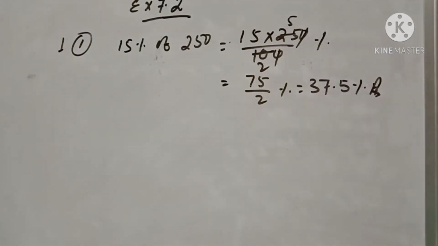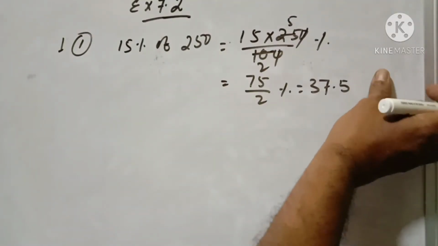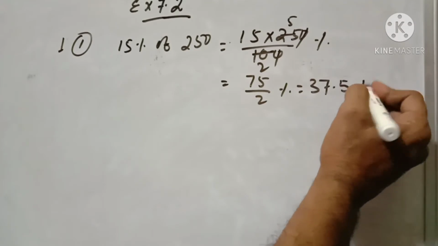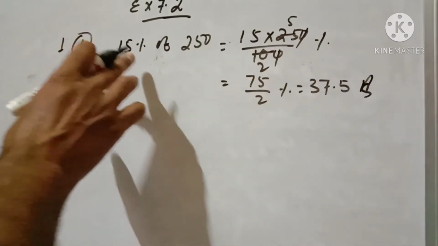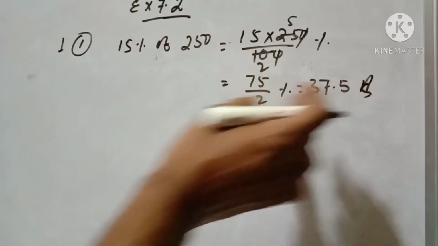Write down 37.5. We have to remove the percentage because it is written 15% of 250. So we have to find out only the value. So this is 37.5. Write down.